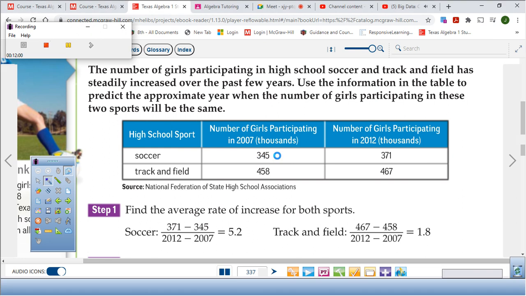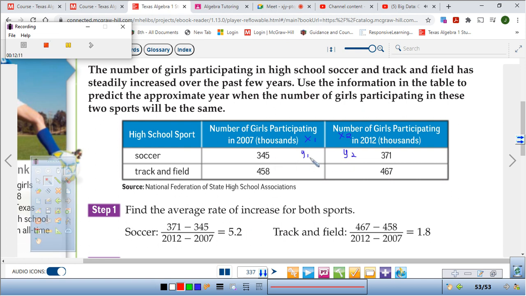Time is always your x, okay? This is x1, this is x2, this is y1, y2. You got it? So you do y2 minus y1, 37 minus 34.5. Year is that one from here. How did it change? At a steady rate of 5.2. That's for soccer. You know what? Let me keep that blue.